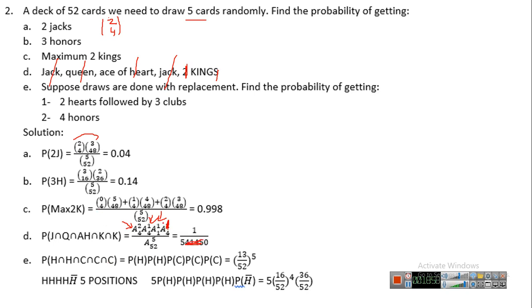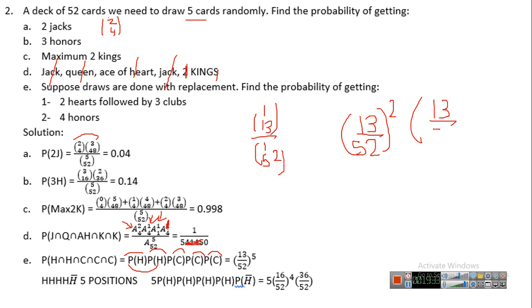But here the order is important. Suppose the draws are done with replacement. So with replacement, it's independent. We need to do each one alone. I want 2 hearts followed by 3 clubs. So P of heart times P of heart, then P of club, P of club, P of club. P of heart, you all know it's 1 out of 13 over 1 out of 52, or directly it's 13 over 52. You have it twice. And similarly for a club, it's also 13 over 52.